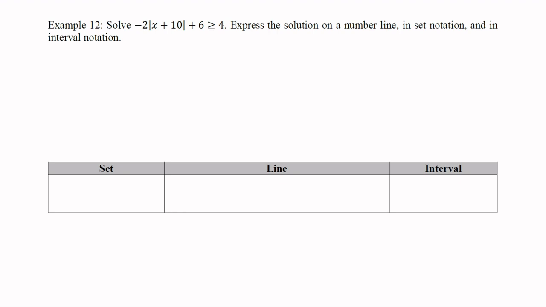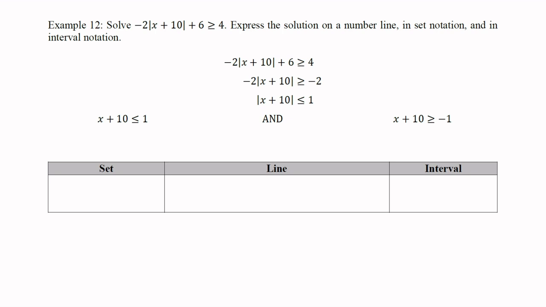In this example, we have to isolate our absolute value first, so we're going to subtract 6 from each side, and then divide by negative 2, remembering to flip our inequality because we divided by a negative. Now that we have an absolute value expression by itself, we're going to split it up, and since we have a less than statement, we are going to use an and in between.